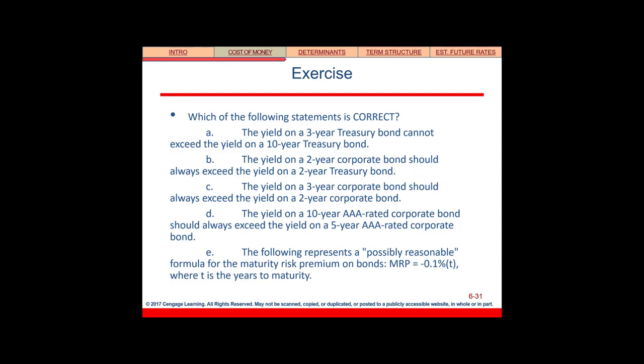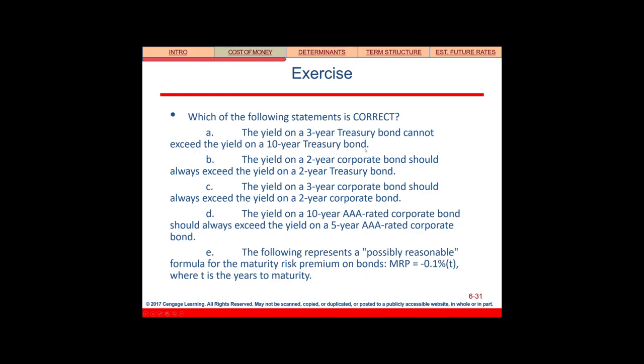Then another exercise question: which of the following statements is correct? You can pause here and read through all these options and think about it before you play, and we will discuss which statement is correct. Okay, suppose you have finished reading all the options and you already have an answer, so we can do it together. A says the yield on the 3-year treasury bond cannot exceed the yield on the 10-year treasury bond.